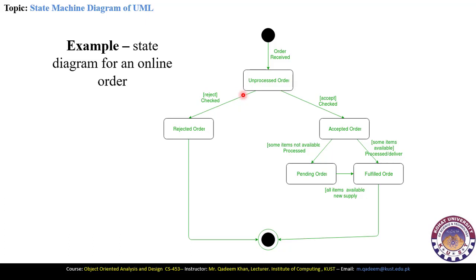Now there can be some reasons to reject the order. For example, if there is not a certain amount in your credit card, then the order will be rejected. And also if the current system has no stock for the order placed by the customer, then the order can also be rejected. So the order will be rejected and the state will be finished, that is the terminating state.